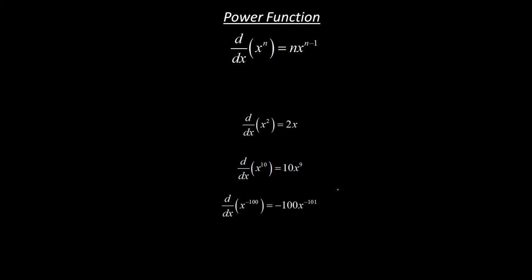X to the minus 100. Identify n as minus 100. So minus 100 will become our coefficient. And then for the exponent, we have minus 100 minus 1, which is how we then get minus 101.